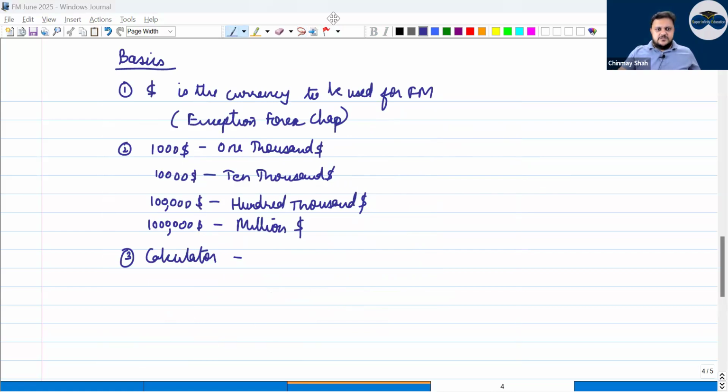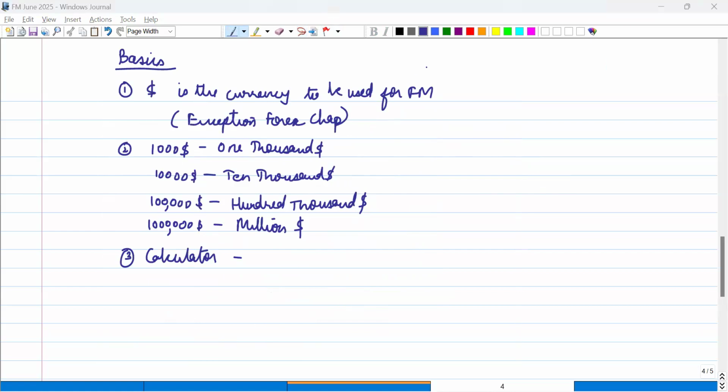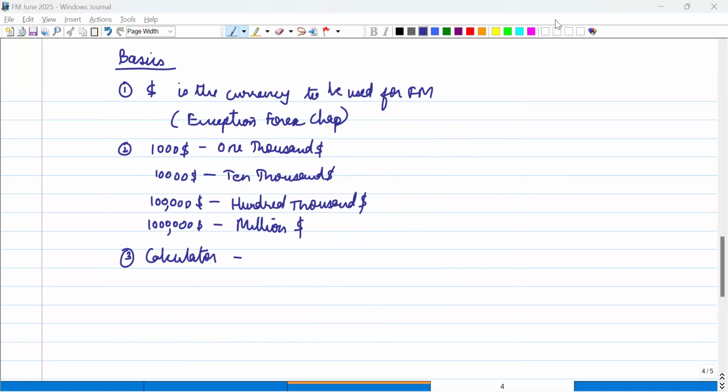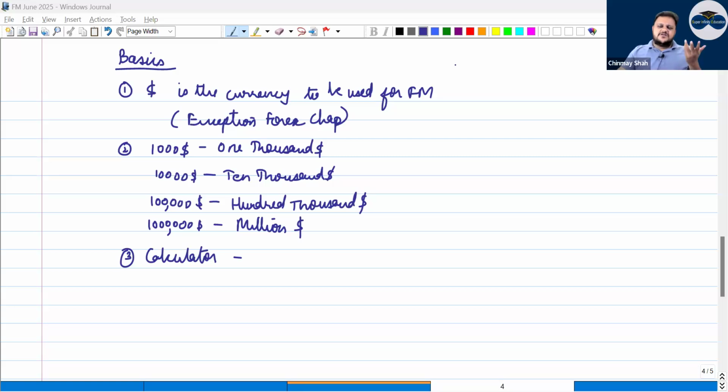Now clear in your mind what you have to do. What calculator are you comfortable with? Normal or scientific? Scientific one, sir. So scientific, then no tension. Take that calculator only to the exam. Okay. No tension at all. This done. Dollar, thousand, calculator.